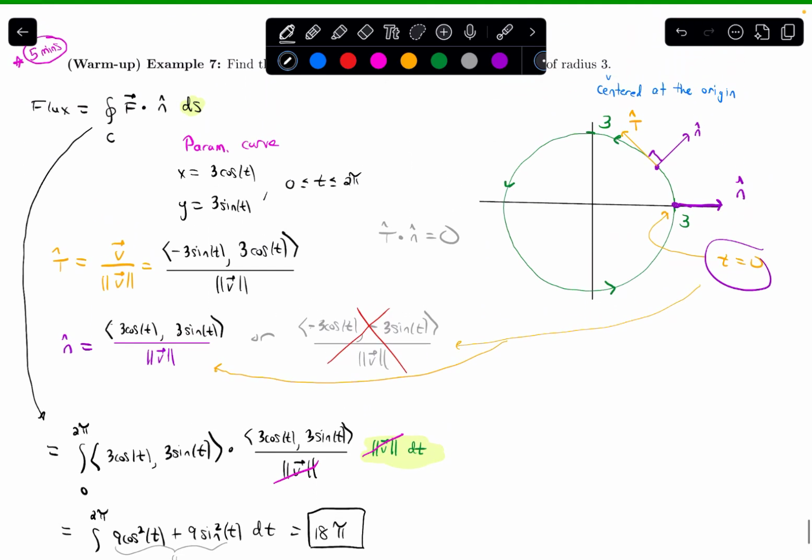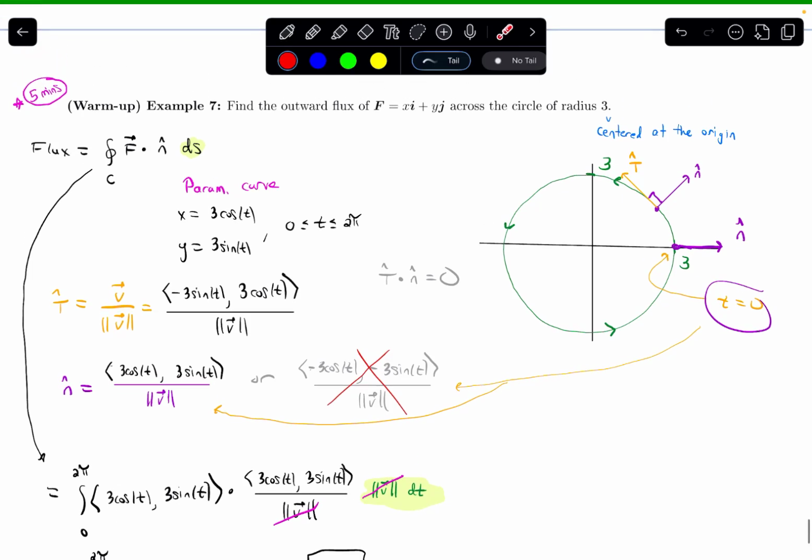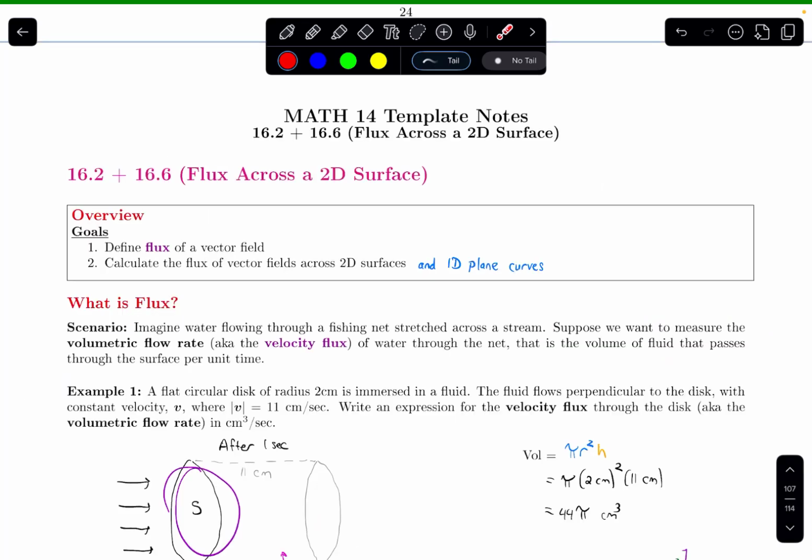We just got it. The last comment that I want to make about this is that we will eventually, actually pretty soon, learn a drastically simpler way of evaluating a flux like this across a closed curve. So stay tuned for that. We'll learn a big theorem that'll help us calculate this more quickly. So in terms of our goals for this section, we finished the second goal, which is how do we calculate the flux of a vector field? We've learned how to do it across one-dimensional curves. And before that, we talked about how to do it across two-dimensional surfaces.